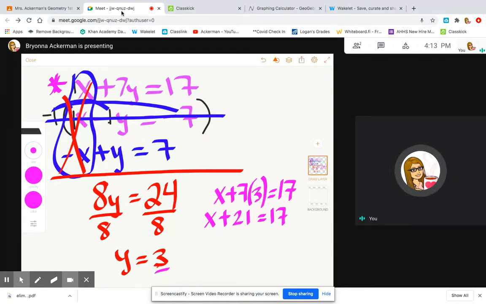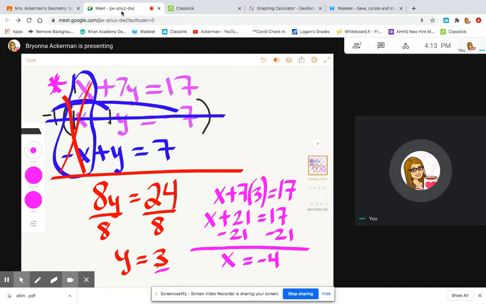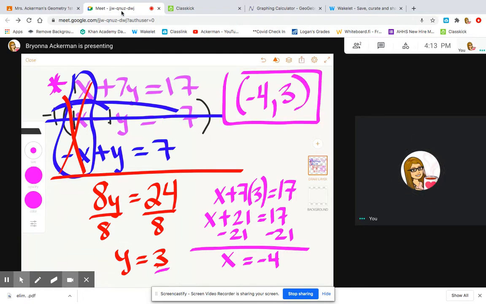Okay, because 7 times 3. And then I'm going to subtract that 21 from both sides. And so I have x equals a positive 17 minus 21. So that gives me a negative 4. And so x is negative 4. So my final answer is written as a coordinate point. So it would be negative 4, comma 3. And that would be my final answer.